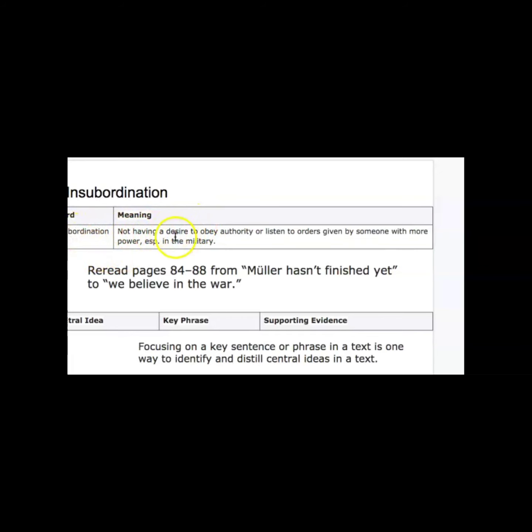Insubordination means not having a desire to obey authority or listen to orders given by someone with more power, especially in the military. Rereading pages 84 through 88, from "Muller Hasn't Finished Yet" to "We Believe in War," I want you to find the central idea, key phrases, and supporting evidence, focusing on a key sentence or phrase in the text. That is one way to identify and distill central ideas in the text.